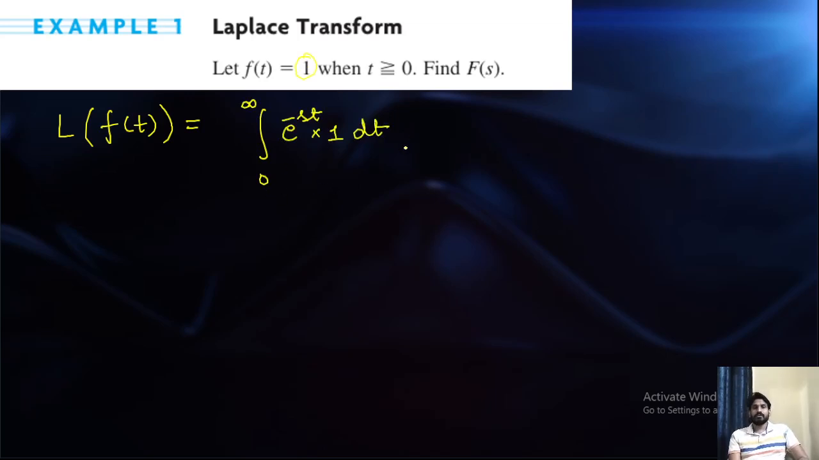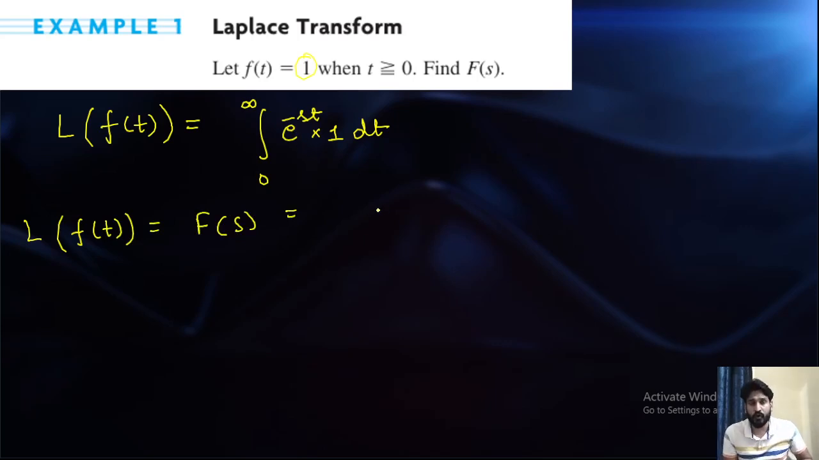Right? So what is this? Laplace of f of t is what? It is my F of s. I think it is very simple. It means that you have to find the integration of e raised to power minus st. In the integration, it is e raised to power minus st divided by minus s. Yes or no?